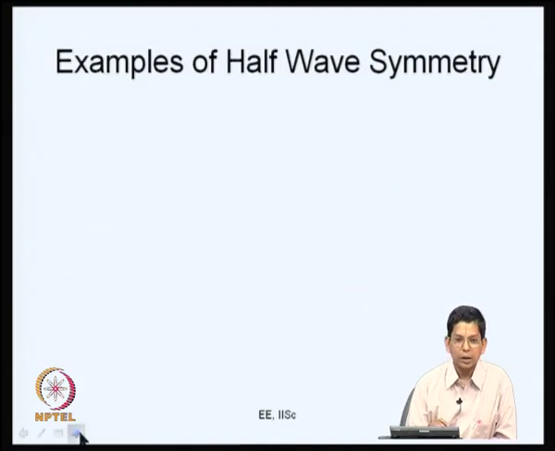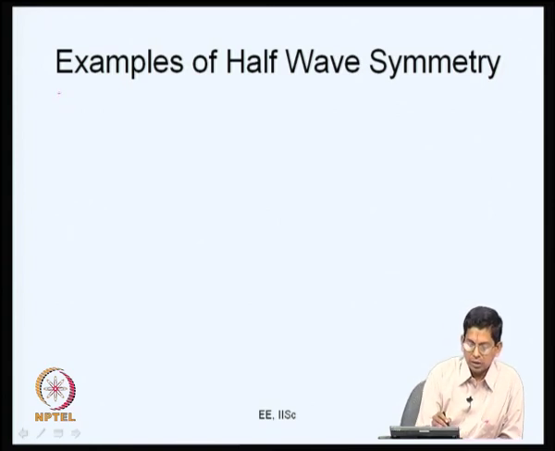Now, let us look at certain examples of waveforms that exhibit half wave symmetry. A sine wave of course has half wave symmetry, because sine of 180 plus theta is basically minus sine of theta. So, all the sinusoidal waveforms, with whatever phase shifts you consider, have this property.